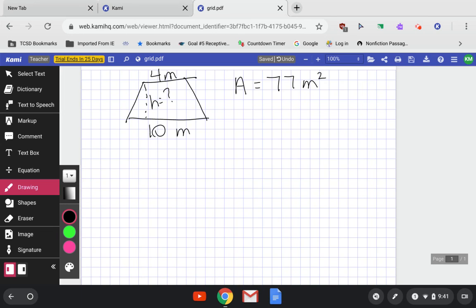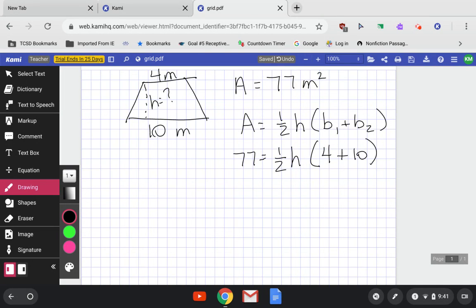So let's go ahead and write our equation for area of a trapezoid. Area equals 1/2 times height times base 1 plus base 2. Let me go ahead and start plugging in my numbers. Well, my area is 77 equals, I bring my 1/2 down, times my height. I don't know my height, so it's going to stay h, times base 1, which is 4, plus base 2, which is 10. Now I'm going to go ahead and simplify on the right side of my equation.